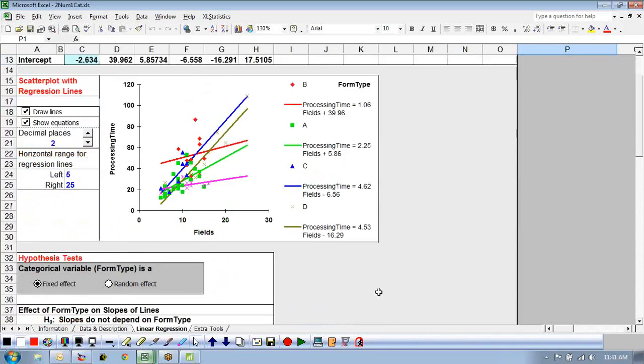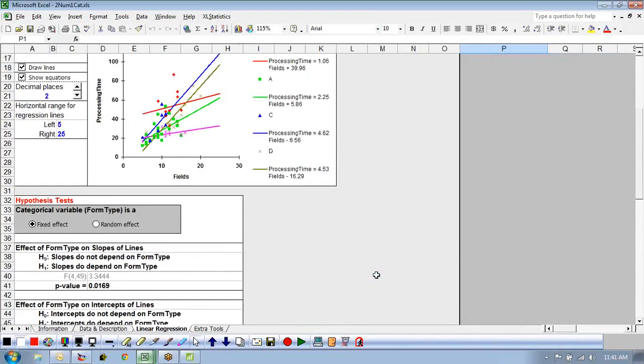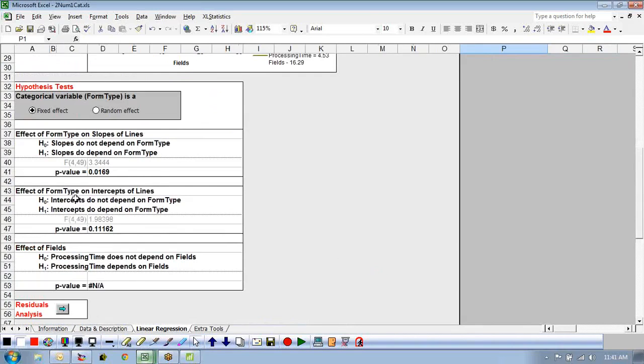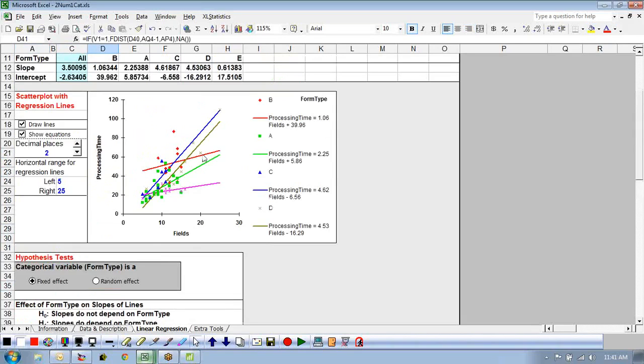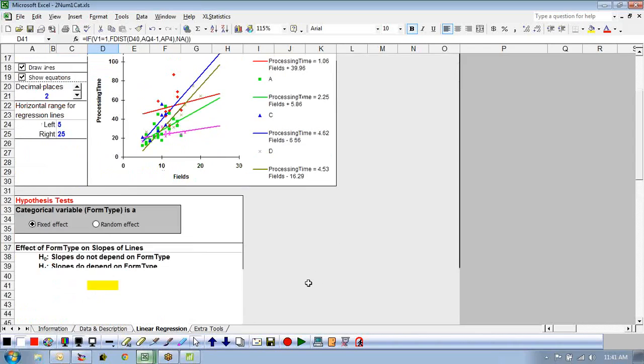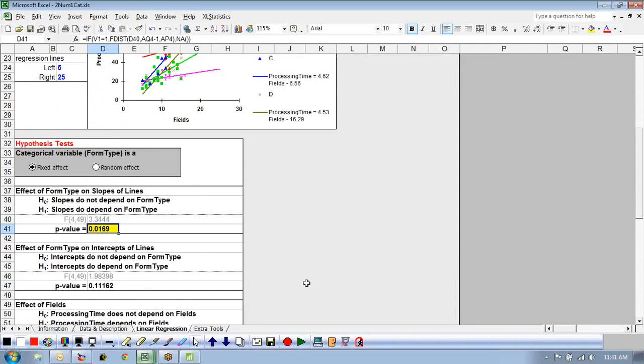What that amounts to is we're testing what's called an interaction. In Excel Stats, they actually give it right here, the effect of the form type. The hypothesis test is that the null is that the slopes do not depend on the form type versus the alternative, the slopes do depend on the form type. And the p-value here is low, so we'd say, yes, they do depend on the form type, so we might want to fit them separately in this case. Okay, so again, it's not like you're doing something that's not legal if you don't fit them, but you might have some advantage to fitting them separately.